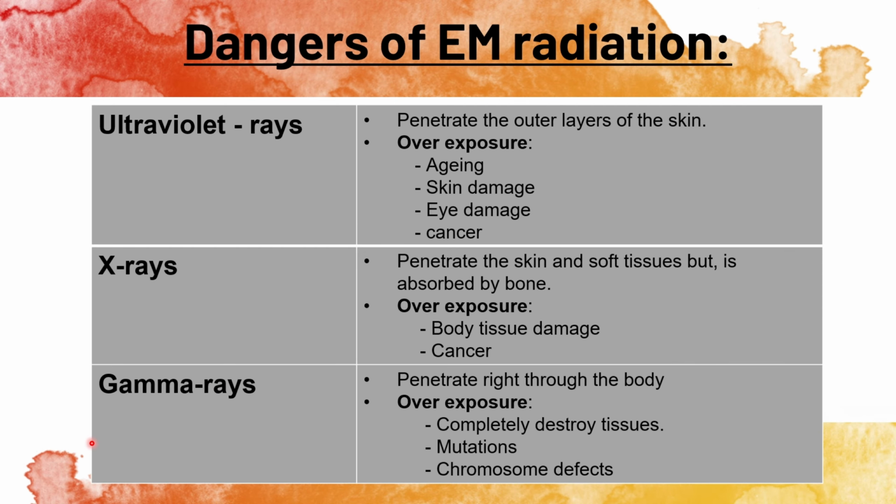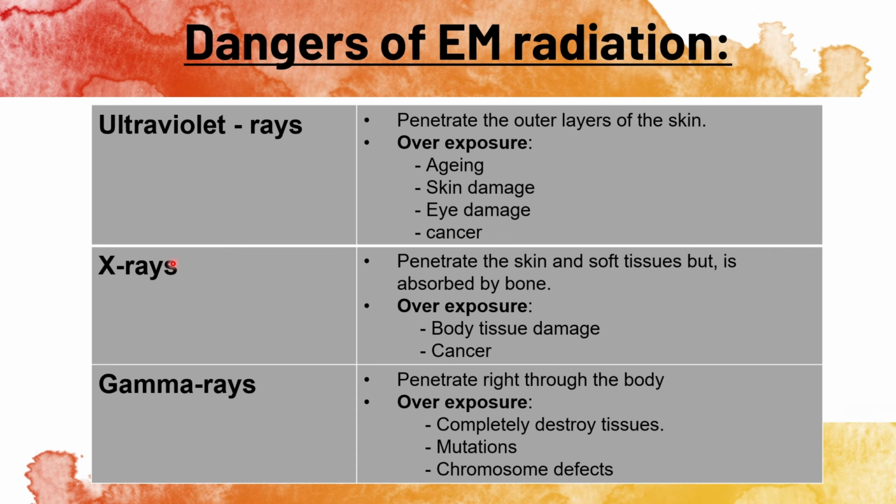But why do we say that ultraviolet rays, X-rays and gamma rays are very dangerous, and what consequences can they have on the human body? Ultraviolet rays are dangerous because they can penetrate the outer layers of the skin. That's why we can get sunburn. But what can happen if we get overexposed to these rays? It can lead to aging, skin damage, even eye damage or cancer.